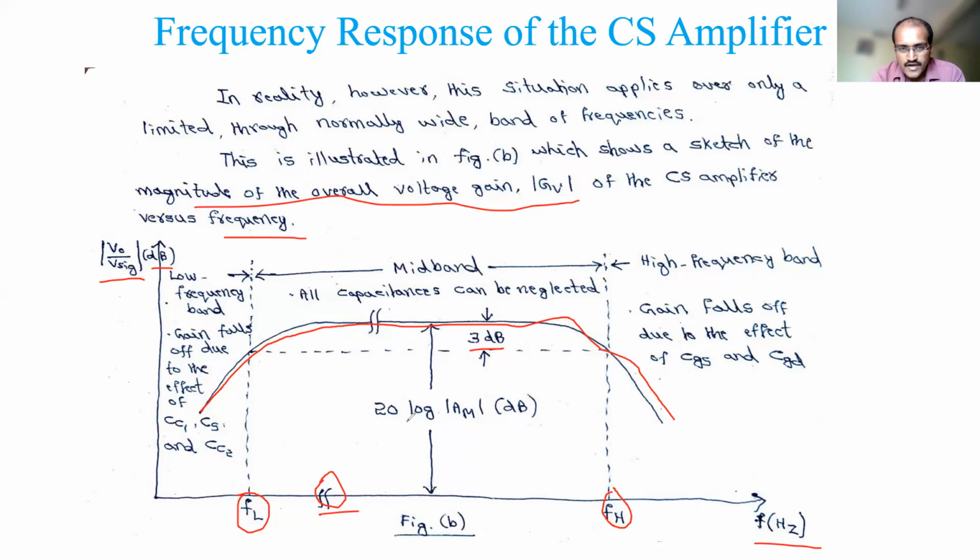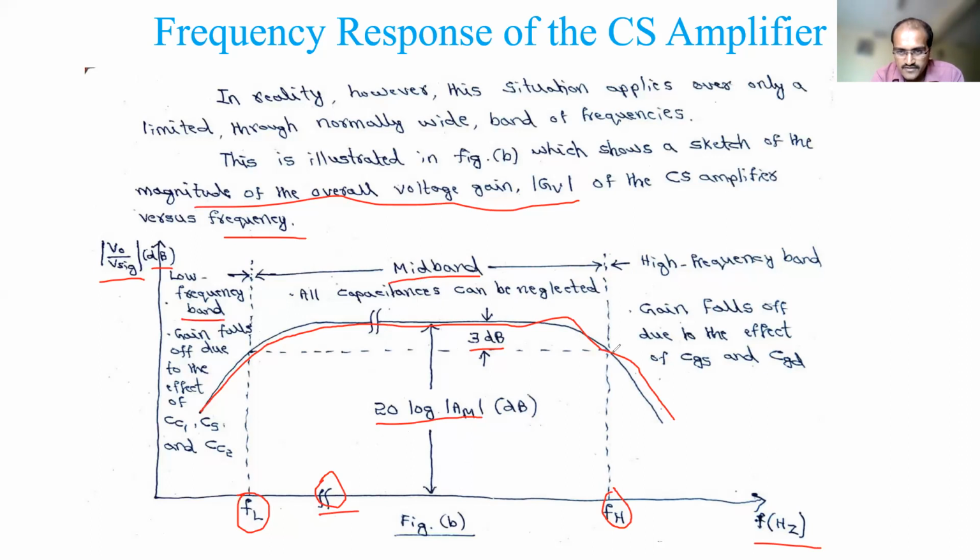And this is the mid-band gain in dB, 20 log AM, we call. A stands for gain, M stands for mid-band, and this constant region we call the mid-band. And this is the lower frequency band we call, which is 3 dB down or less.